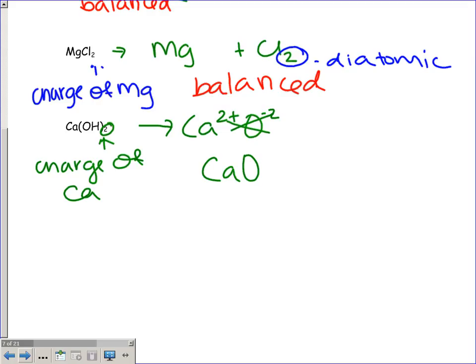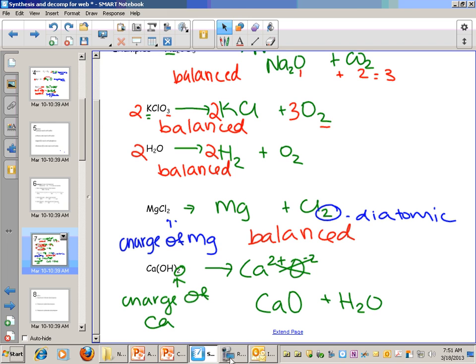And the second product is going to be water, H2O. So now I can balance: 1 Ca on my reactant side, 1 Ca on my product side, 2 oxygens on my reactant side, 2 oxygens on my product side, 2 H's on my reactant side, 2 H's on my product side. So that's decomposition in a nutshell. Next we will talk about single and double replacement.